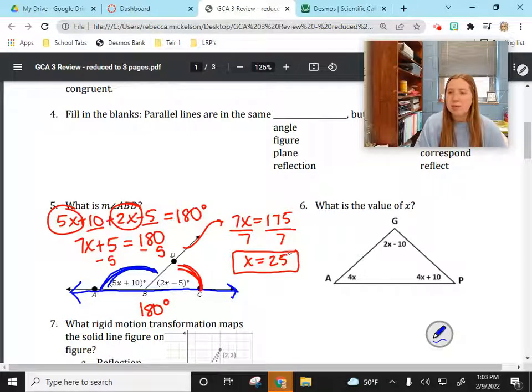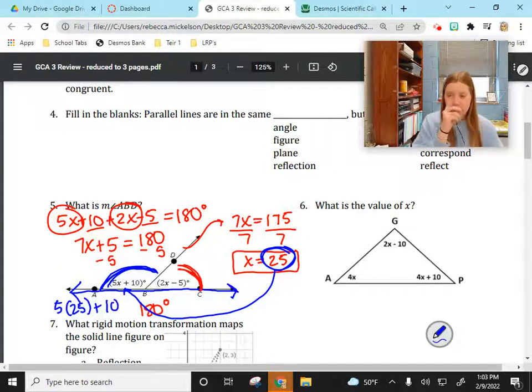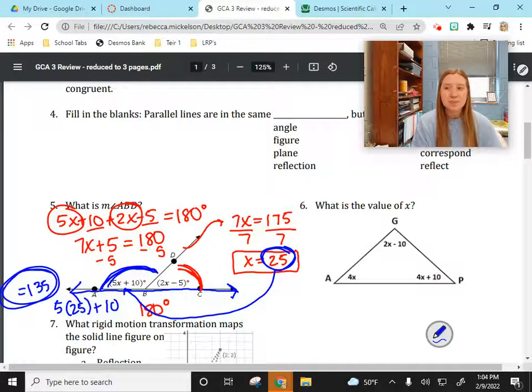So one last step is we got to take this value of x and plug it back in to our expression over here. So we're really going to solve for 5 times 25 plus 10. Well, I know if I have 5 quarters, I have $1.25. Plus 10 would be 135. That is going to be the measure of that angle.